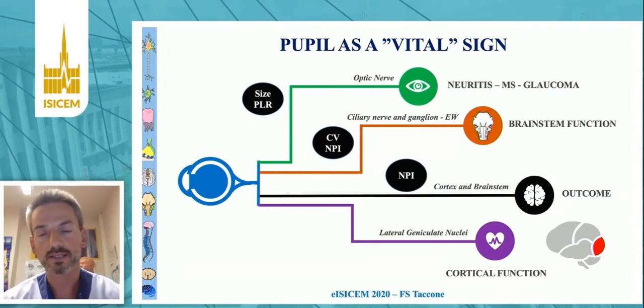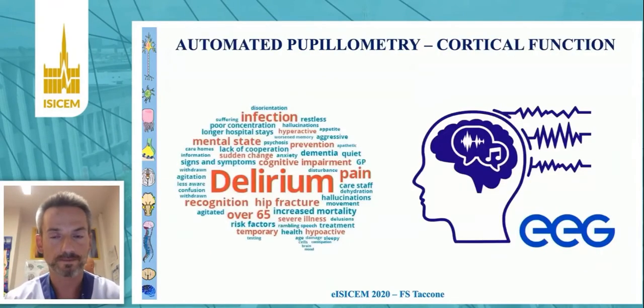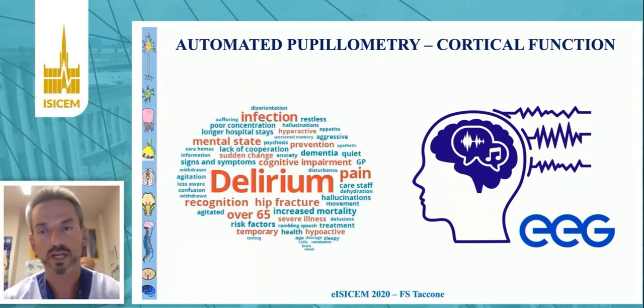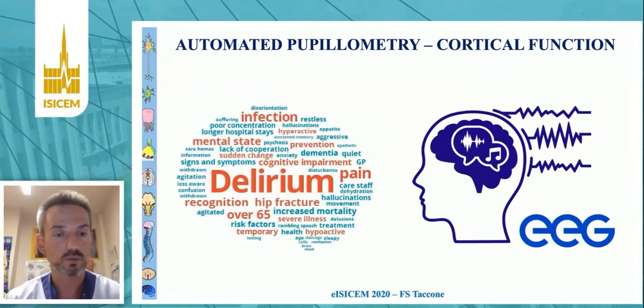The last point is that as there is a connection between the visual pathways in the mesencephalon and, through the lateral geniculate nuclei, to the visual cortex, the quantification of pupillary function can also give information about cortical function. In ICU patients, what are some of the ways we can assess cortical function? On the clinical side, we can use delirium, very frequent in mechanically ventilated patients, and on the more objective monitoring side, we can of course use EEG, which is probably the best monitoring way to assess cortical function in ICU patients.